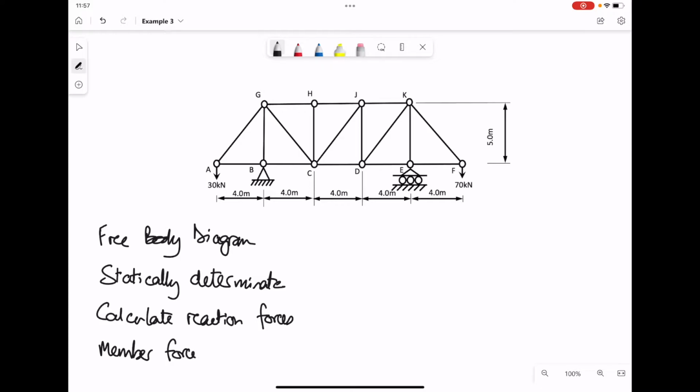Then we're going to solve for member forces. But careful, in this one, we're not going to do the entire structure. We're going to do members AG, AB, BC, BG, CG, and GH. By doing these members, we only need to analyse joints A, B, and G.